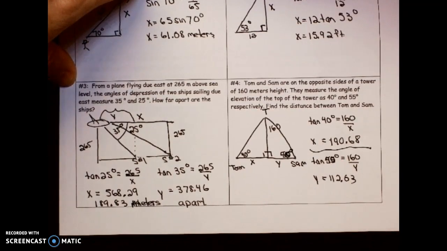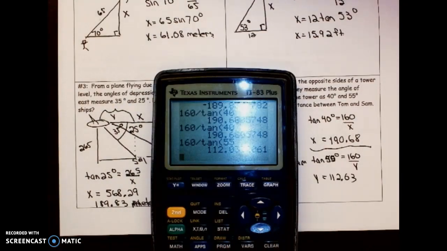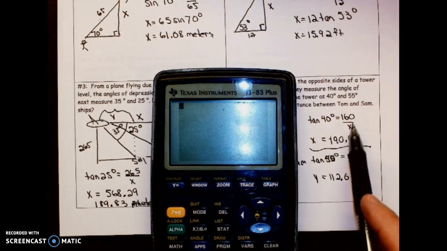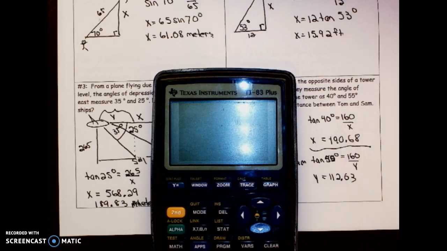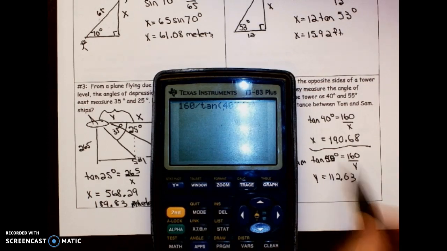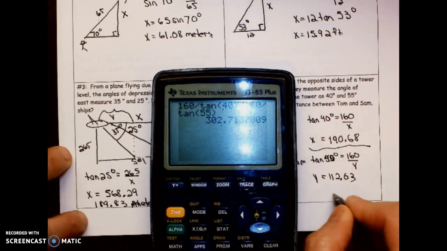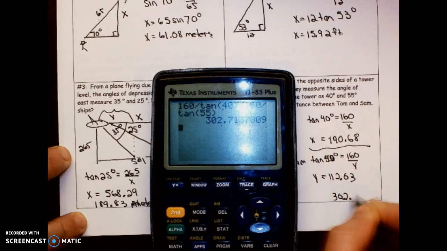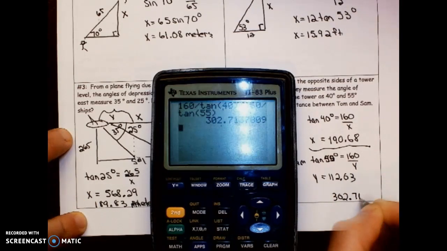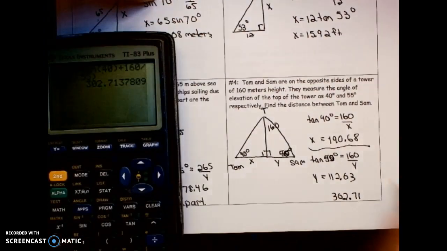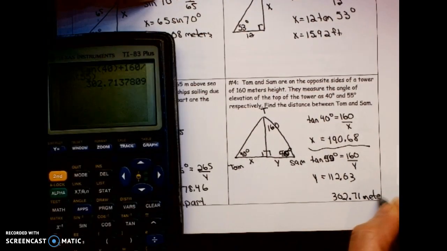We can add those together, and really if we want to be a little bit more accurate, let's go ahead and talk about, we could type this all in exactly how we see it. In other words, when we solve for x, we're doing 160 divided by the tangent of 40, and we're adding on 160 divided by the tangent of 55. That'll give us a little bit more degree of accuracy. Finally, we end up with 302.71, and in this case, again, we're talking meters.